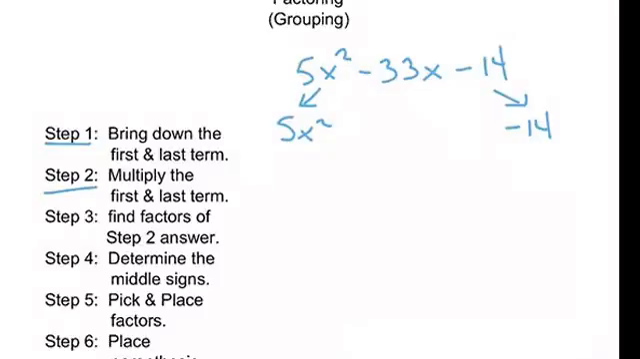Step 2 is multiply the first and the last term. Well, the first term is 5, the last term is 14. 14 times 5 is 70. So what I'm going to do is in a different color, I'm going to come up here and look at my factors of 70.